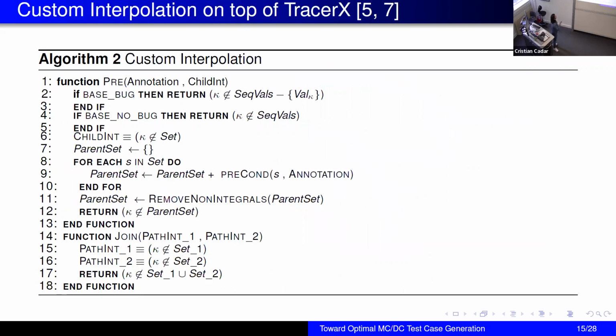Now this is our custom interpolation that we have built upon the standard interpolation, the TracerX system that I have already discussed. Along with the already generated interpolants, we are also maintaining the kappa value generated interpolants, so that we do not revisit the sequences. If we have discovered an MCDC sequence, we remove those sequences. This is the add-on on the standard interpolation.